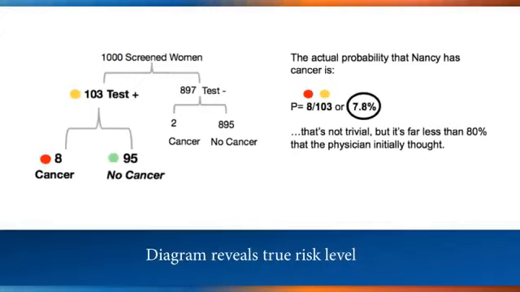However, by simply diagramming out the table and the contents within it, we can make it easier for Nancy and for her physician to get a significantly more accurate idea of the chances of her having cancer.